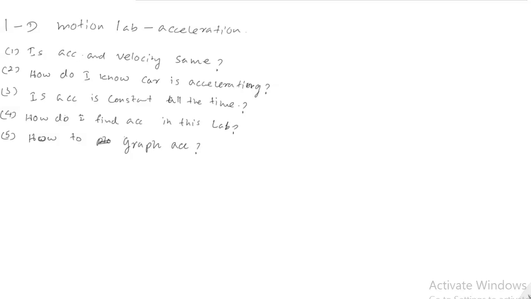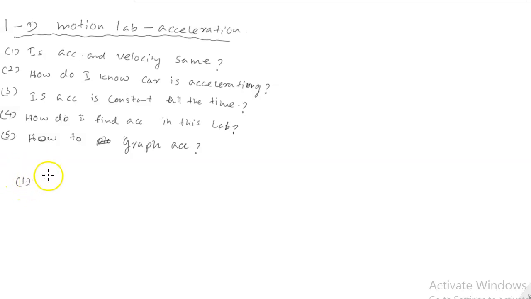Hopefully this will help. So the questions I noticed that you guys having, I have written them down here. So is the acceleration and velocity same? How do I know the car is accelerating? Is acceleration constant all the time? How do I find the acceleration in this particular activity? And how to graph acceleration in particular? Okay, so let's go one by one. These are all very good questions, valid questions.